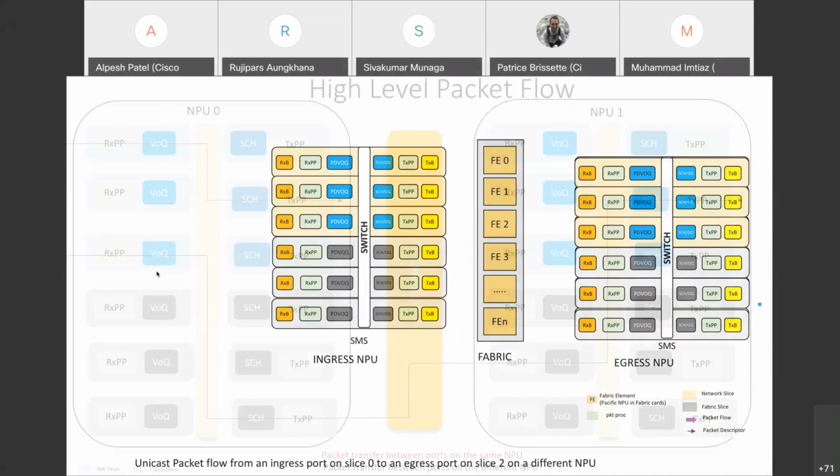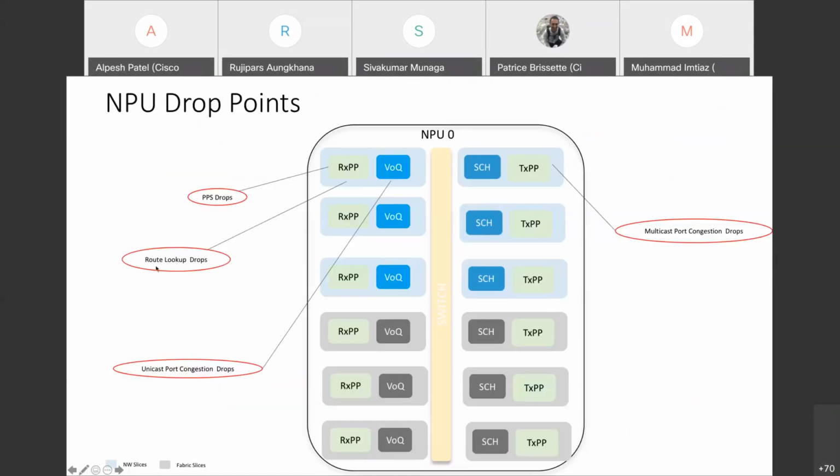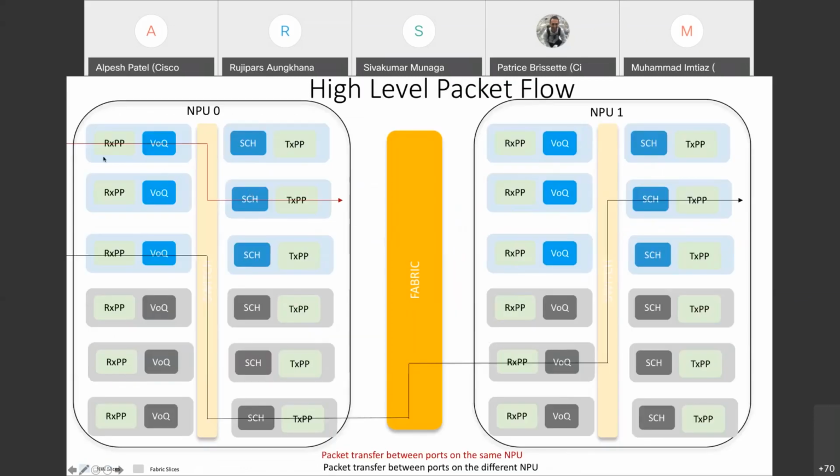When your unicast port congestion drop happens, that is on the VOQ. Your multicast port congestion is again not on the VOQ side, but rather it's on the TXPP or at some other level as well. The multicast traffic is not scheduled. So a couple of things: PPS drop and the route lookup drop are not in the VOQ. They are before VOQ. And if you have a congestion drop, and we'll see some of the commands where we can see these drops, that is related to the VOQ.